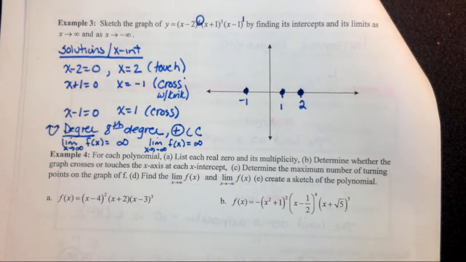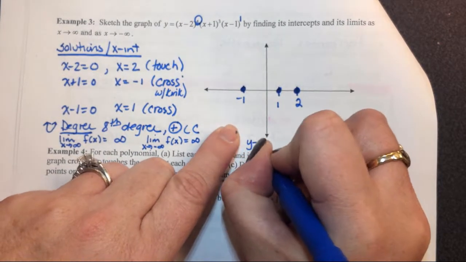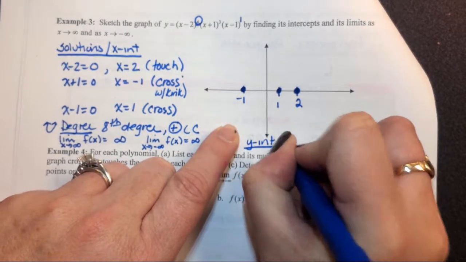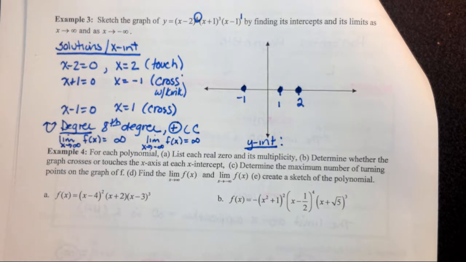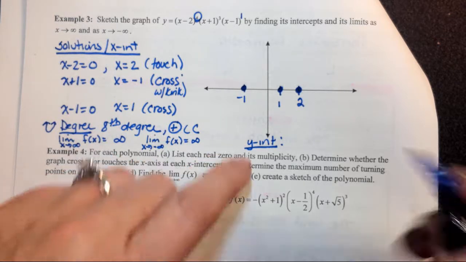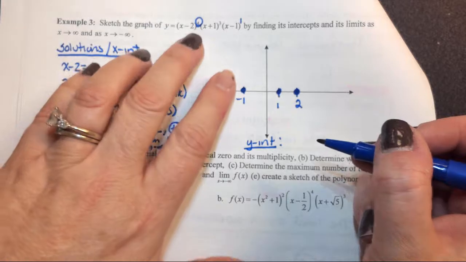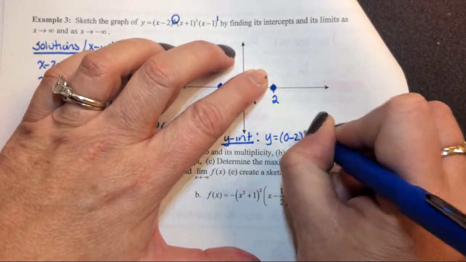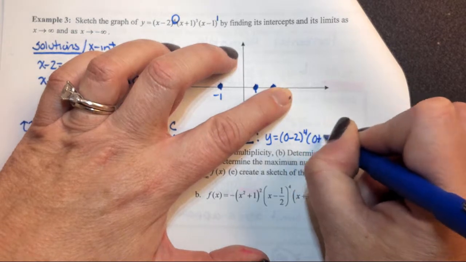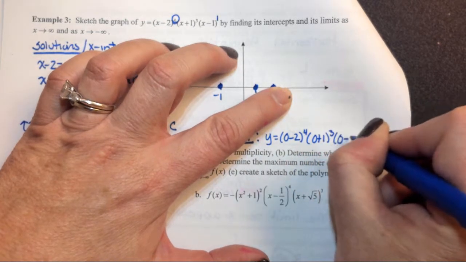The only last piece of information we need to help give us a sketch is to find the y-intercept. I don't care what kind of function I ask you to find a y-intercept for. How do you find y-intercepts? Of anything. Lines, whatever. What do you set equal to 0, x or y? X. So remember, to find any y-intercept, all I'm going to do is plug in 0 for x. So y is equal to (0 minus 2) to the 4th times (0 plus 1) to the 3rd times (0 minus 1).